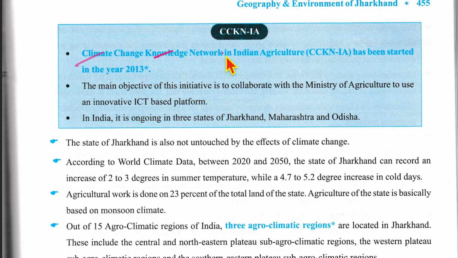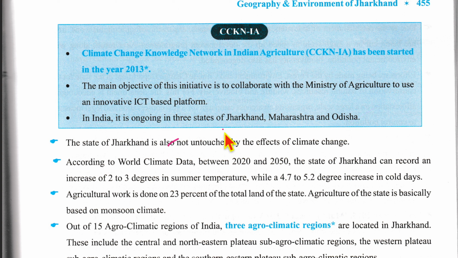Now, the Climate Change Knowledge Network in Indian Agriculture, CCKNIA, was started in the year 2013. The main objective of this initiative is to collaborate with the Ministry of Agriculture to use innovative ICT-based platforms. In India, it is ongoing in three states: Jharkhand, Maharashtra and Odisha.